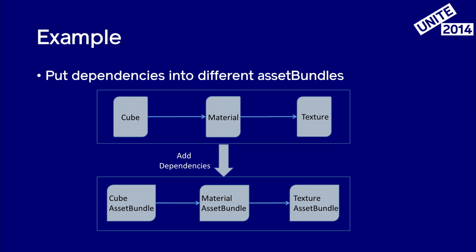And here is an example that shows the dependencies among AssetBundles. We have a cube that references a material, which references a texture. We just want to build them into 3 AssetBundles with the right dependencies.